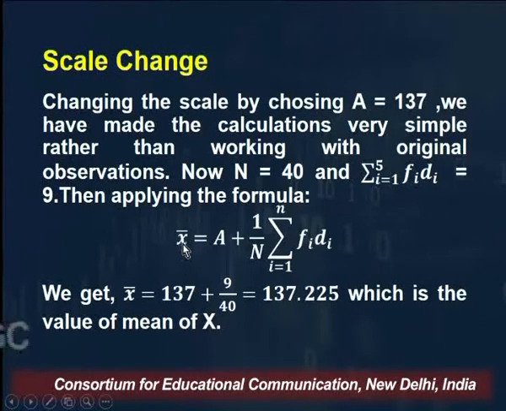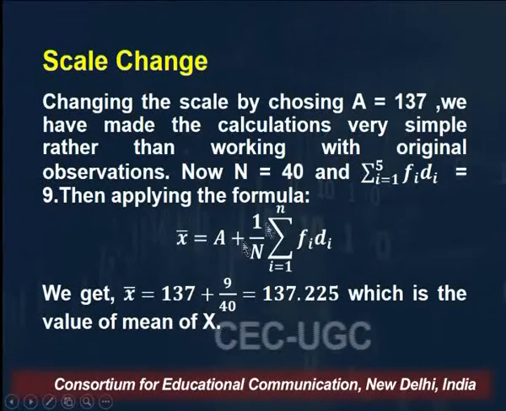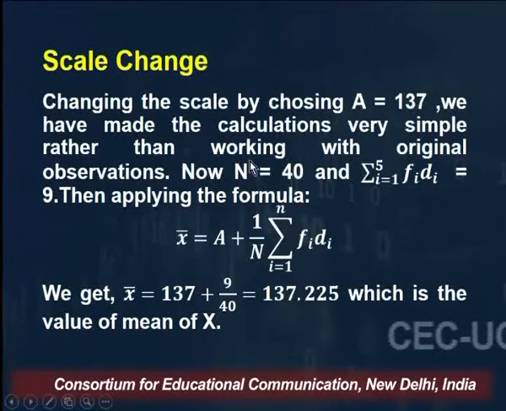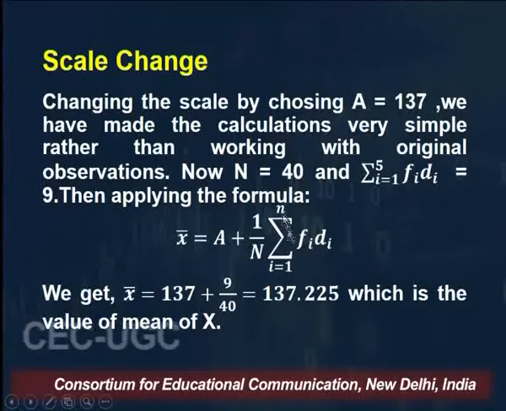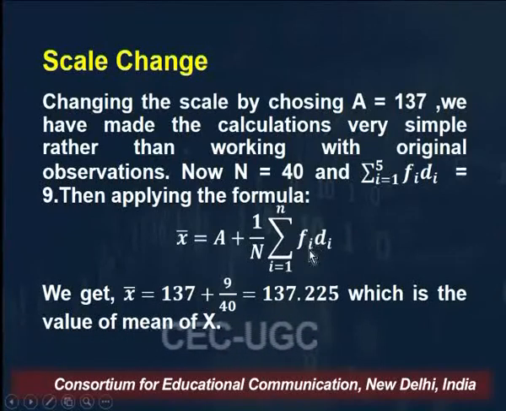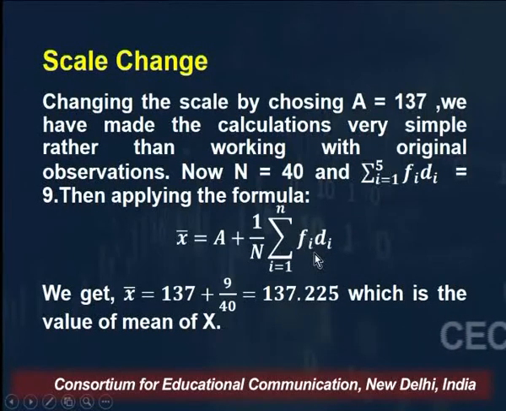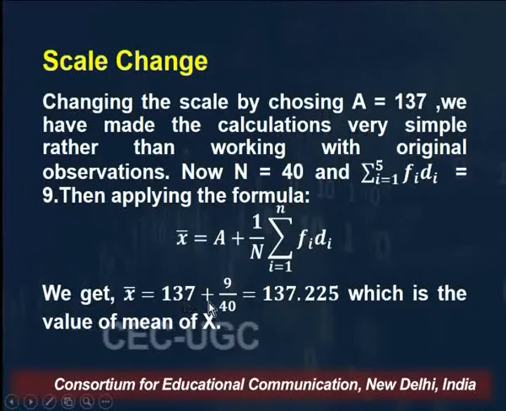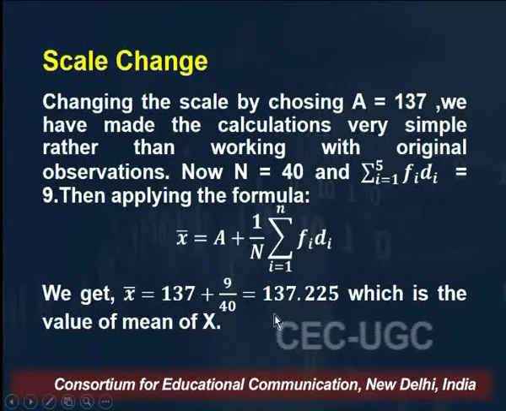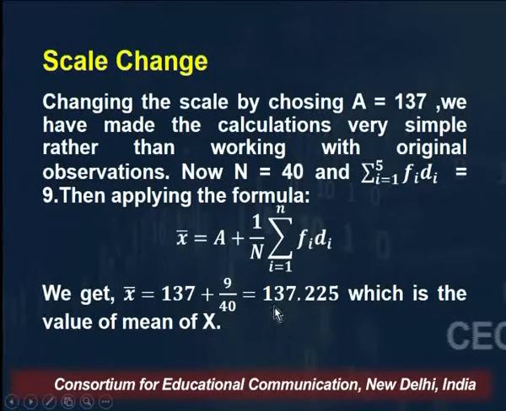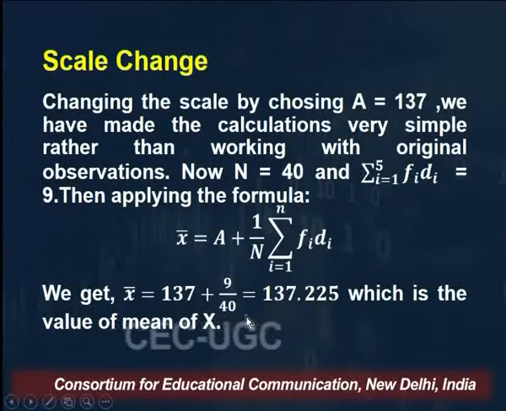So my x bar will be capital A, which is 137, plus 1 by capital N, and capital N was found to be 40, the sum of the second column, into summation i going from 1 to n Fi di, where this sum we can see very easily, mentally we can find, is 9. So my x bar is 137 plus 9 by 40, and by very simple calculation this comes out to 137.225, which is the mean of x.